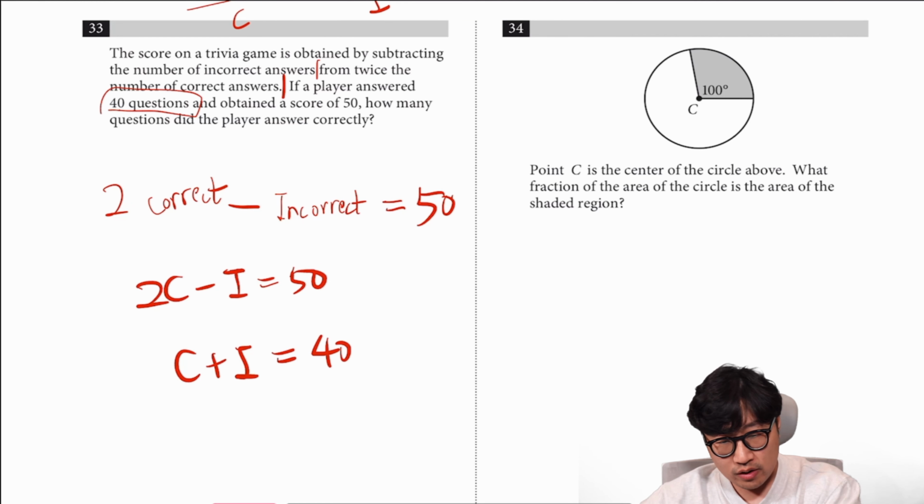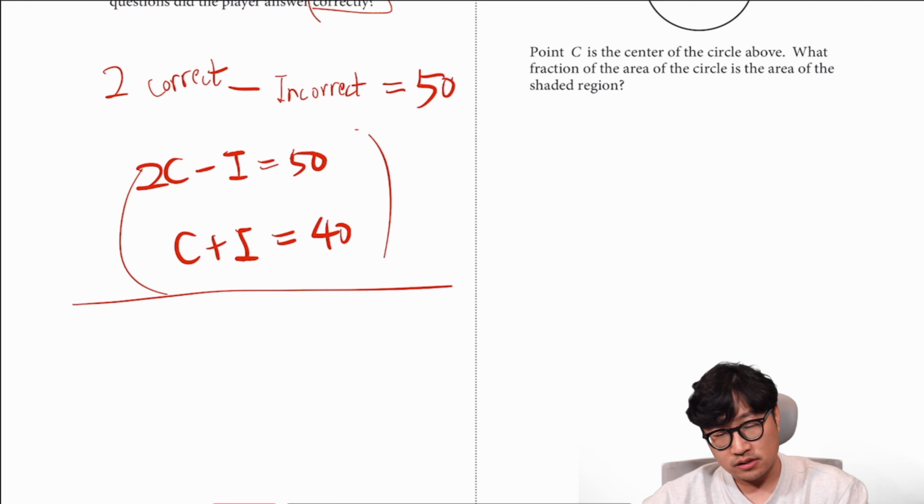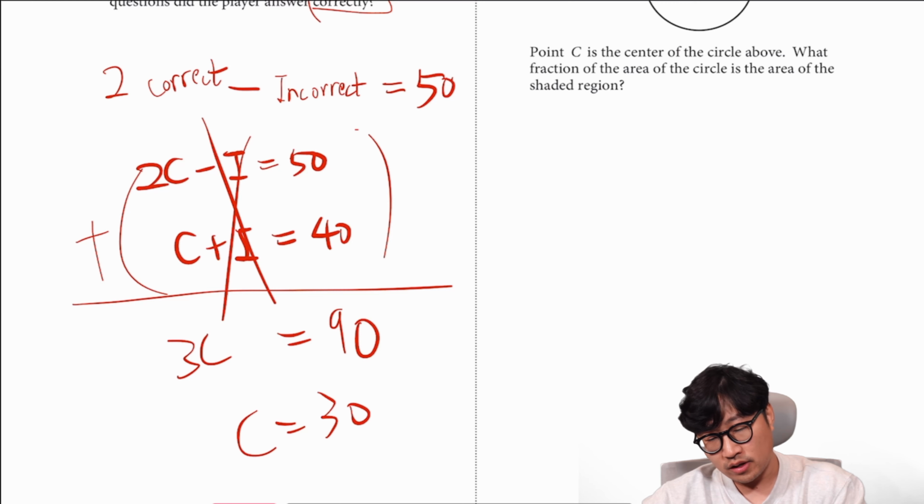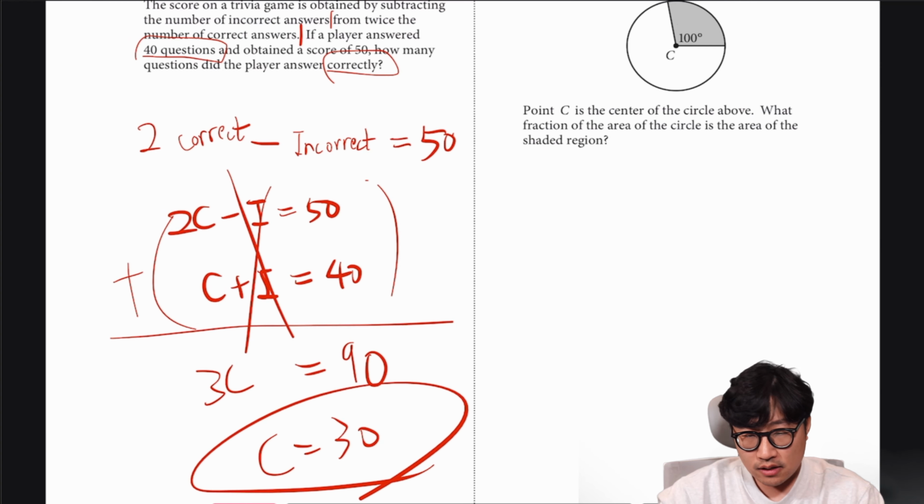And what do we want? We want the correct ones, so we want c. If you look at these equations as a system, just go ahead and add them, and the i's cancel. So 3c is equal to 90. So there you have it, c is equal to 30. All right, number 34.